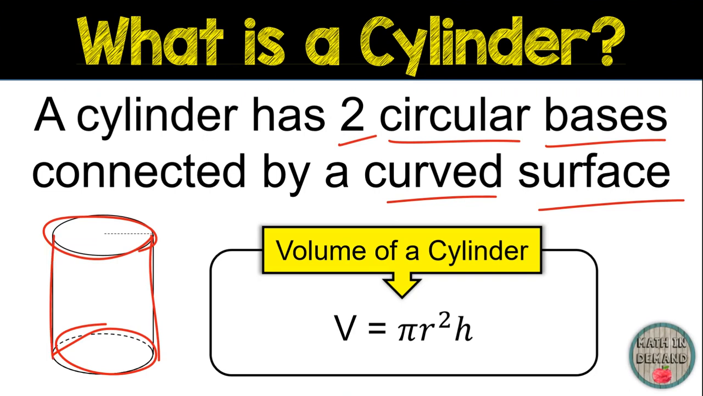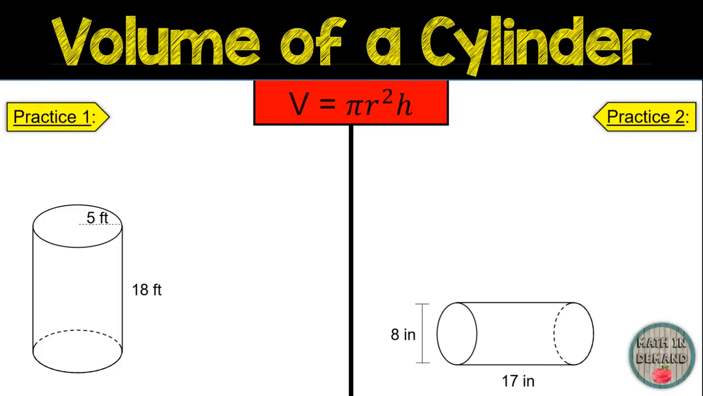Now, if I look at the volume of a cylinder, I can see that I have pi times the radius squared times the height. Now, again, we know pi is approximately 3.14, if you round it. Also, we know that the radius goes from the center of the circle to a point on the circle, and I'm going to label it R. And the height, we know the height is right here of the cylinder. Okay, so let's look at some practice problems.